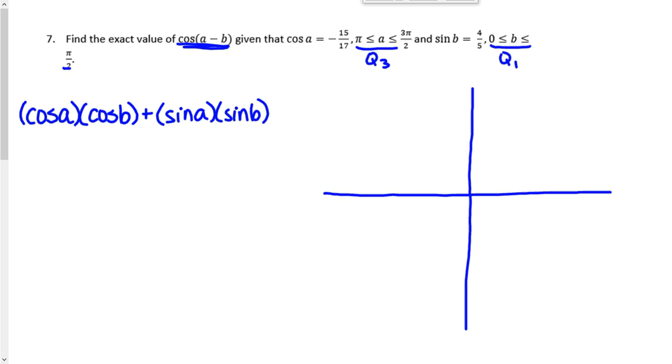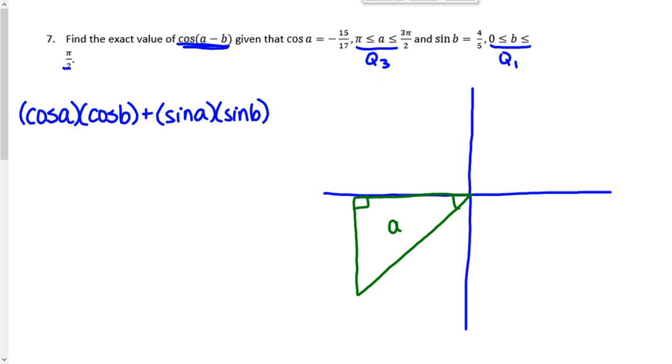Let's start with triangle A. What quadrant did you say triangle A was in? The third. Okay, so I am going to go straight out into the third quadrant, straight back to the x-axis to create my triangle. This is my triangle A.